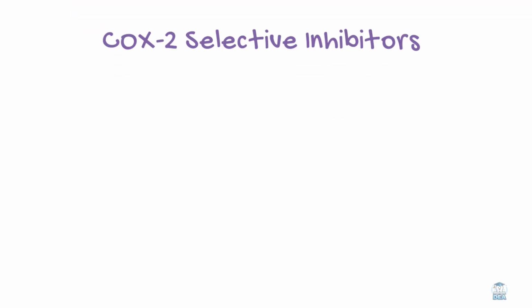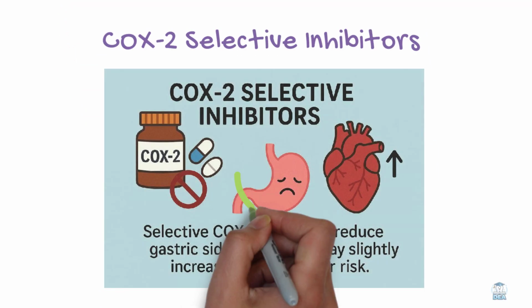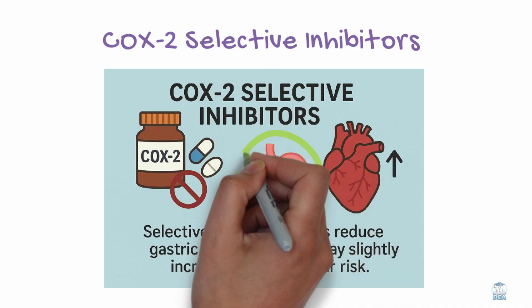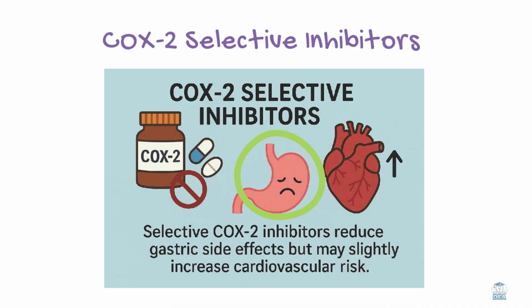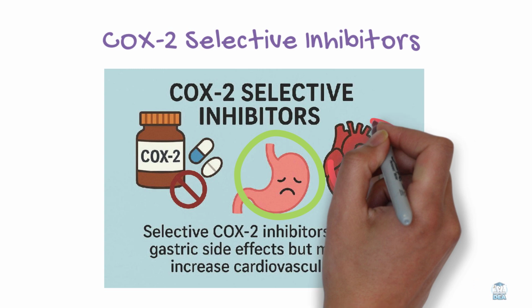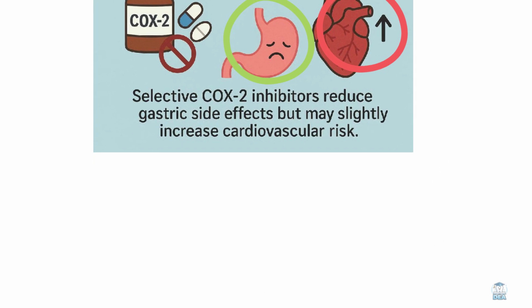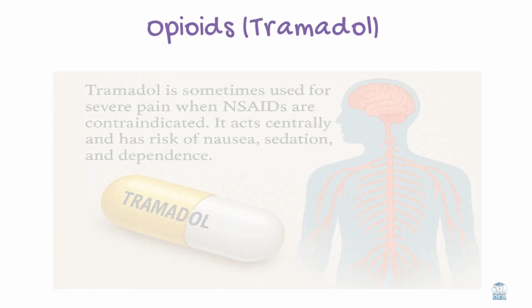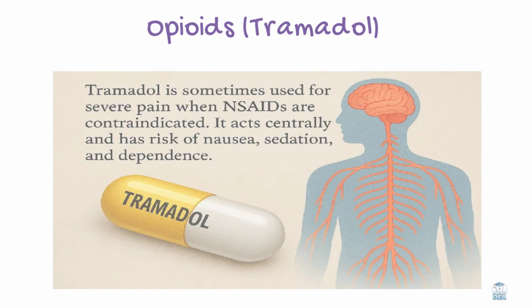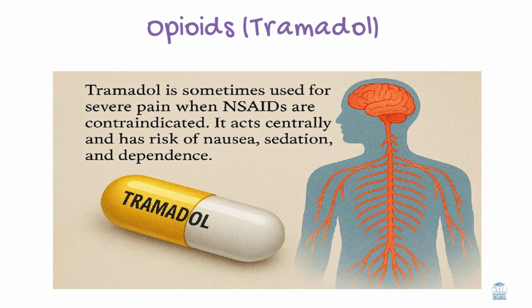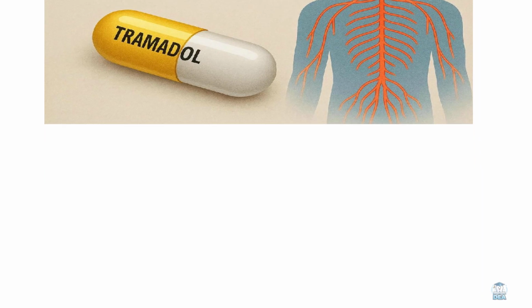Selective COX-2 inhibitors reduce gastric side effects by sparing COX-1 activity. However, they may slightly increase cardiovascular risk in some patients. Tramadol may be used for severe pain when NSAIDs are contraindicated. It acts centrally on the nervous system and may cause nausea, dizziness, sedation, and potential dependence.